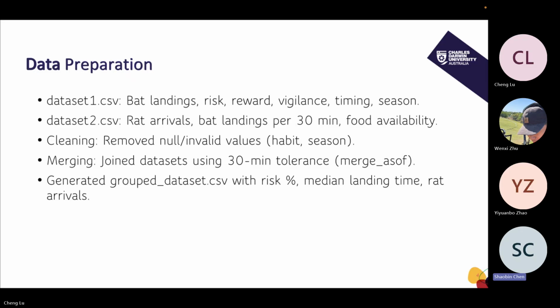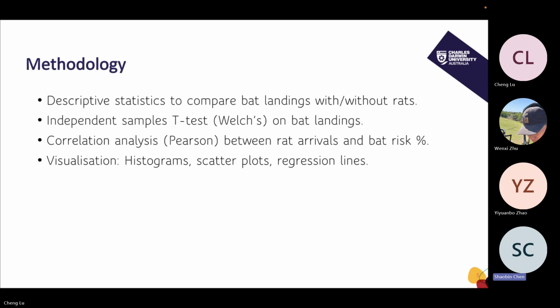using merge as of. From the merge table, we found out that there are many rows sharing the same start time. Therefore, we engineered the following features to combine this data: the median of bat landing to food per time bin, and risk percentage, the frequency of bat landing during the same time bin. Next slide, please.